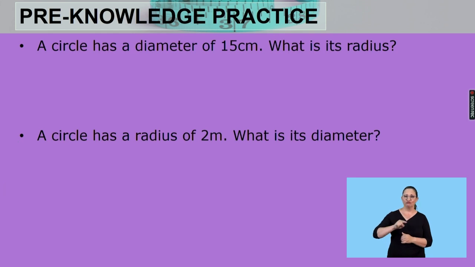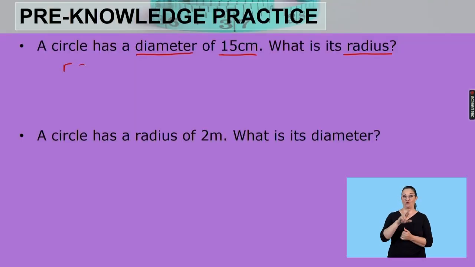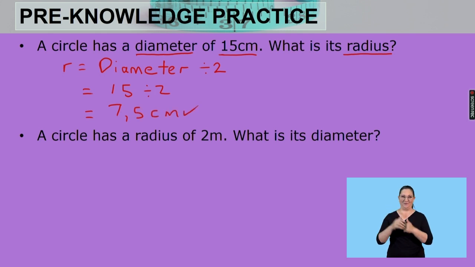A circle has a diameter of 15 centimeters. So that's its diameter, and it is 15 centimeters. We want to find its radius. The radius is the diameter divided by 2. So 15 divided by 2, the calculator tells me that that's 7,5 centimeters. Yay! One more to go.